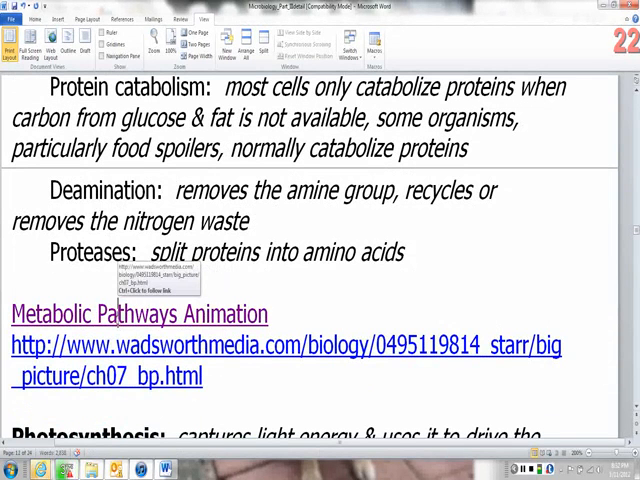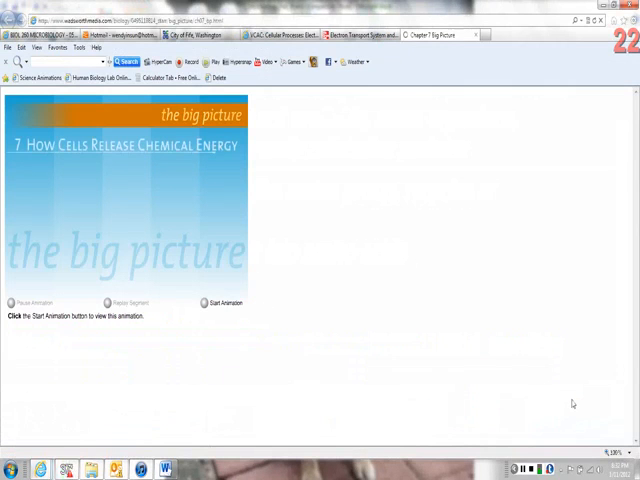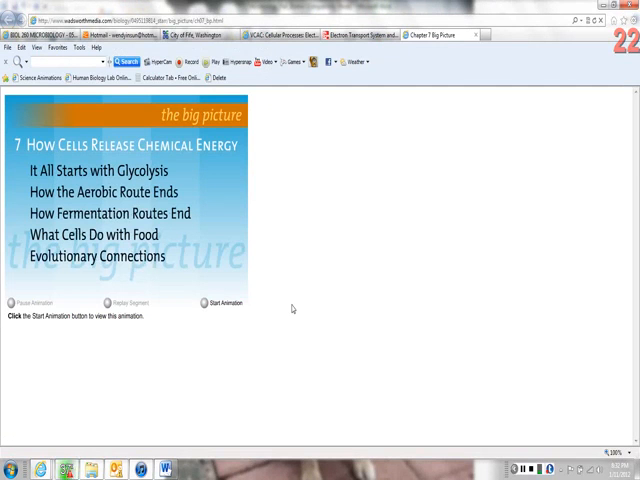Here we're going to look at some of the major pathways. In this chapter, you will learn about the pathways by which cells break down organic compounds and store the released energy in ATP. It all starts with glycolysis.